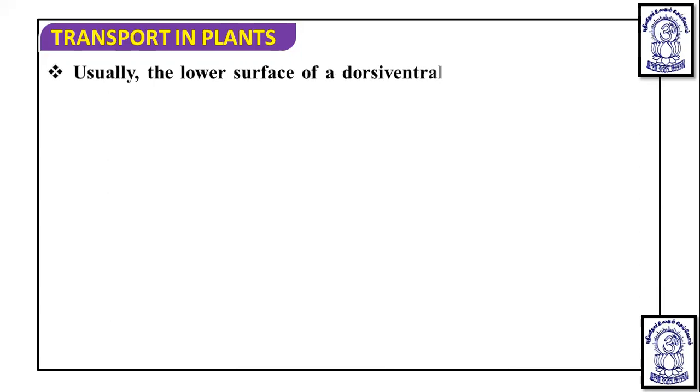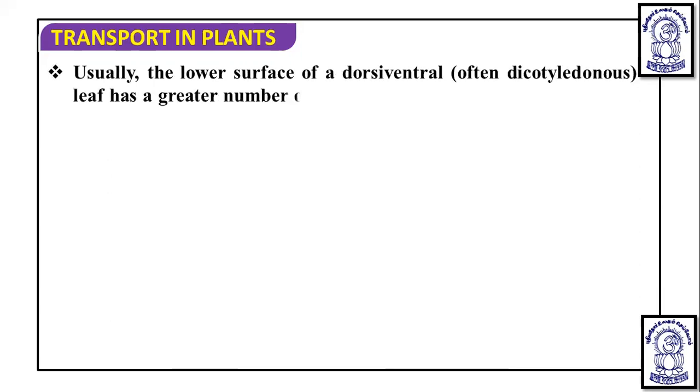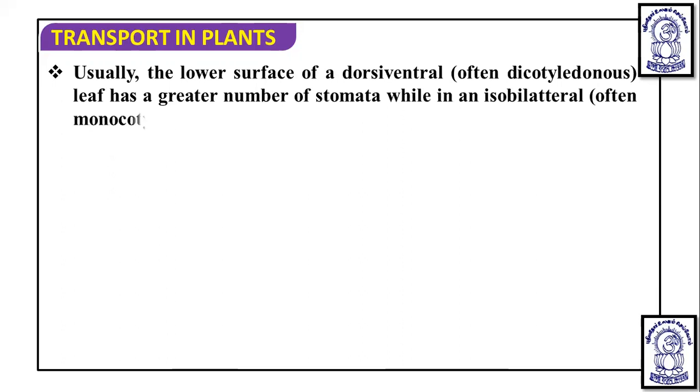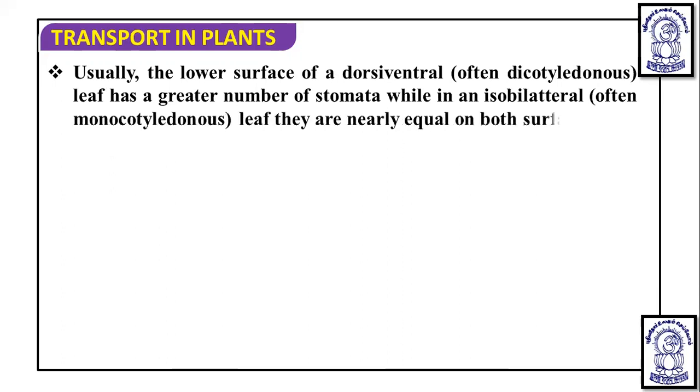Usually the lower surface of the dorsiventral leaf, dorsiventral meaning often a dicotyledonous leaf, has a greater number of stomata on the lower surface. While in the isobilateral leaf, the monocot leaf, there are nearly equal stomata on both surfaces. That we have also studied.